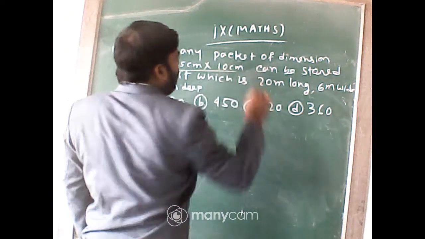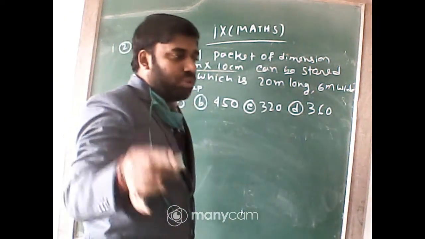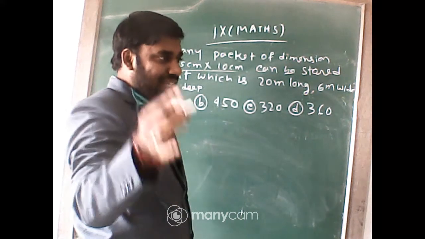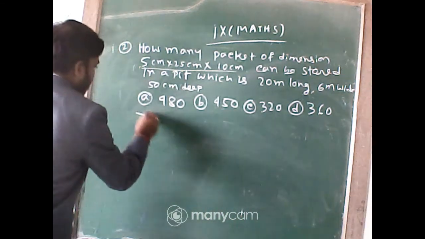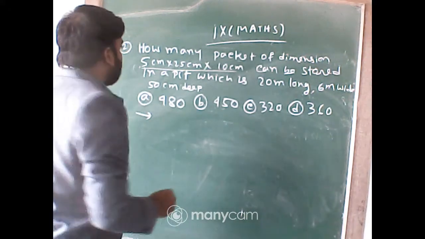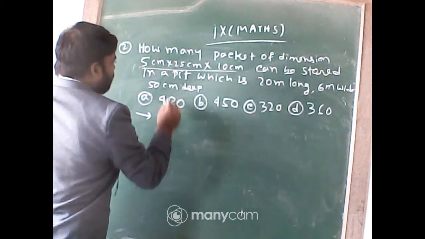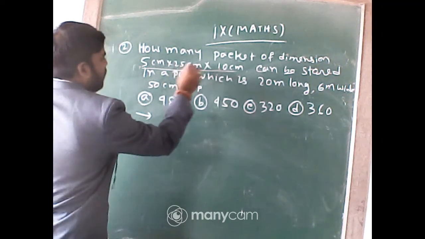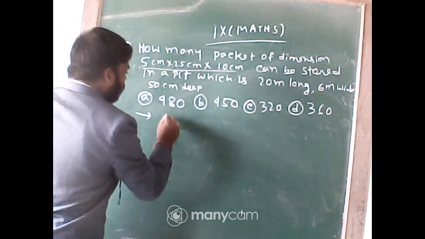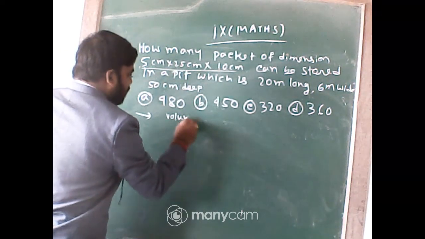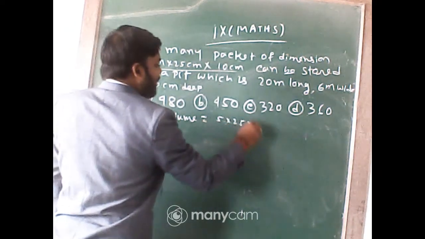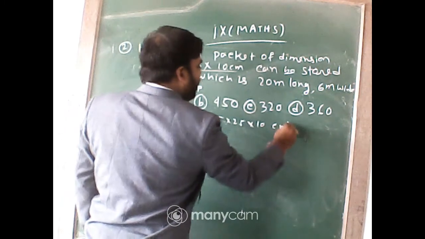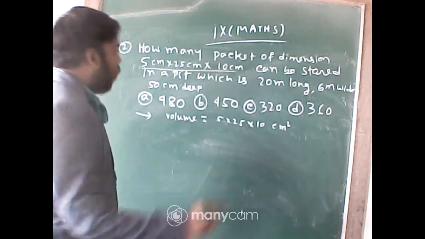Now, first of all, how many packets can be stored? Maximum we have answered 480. Let me check that. The packet's volume is 5 centimeter, 25 centimeter, 10 centimeter. So volume of packet, in short I am writing volume, that is 5 into 25 into 10 centimeter cube. Okay, it is right. Now volume of the pit.